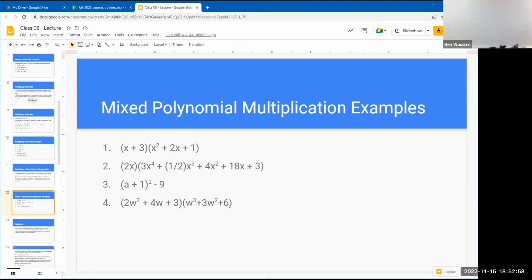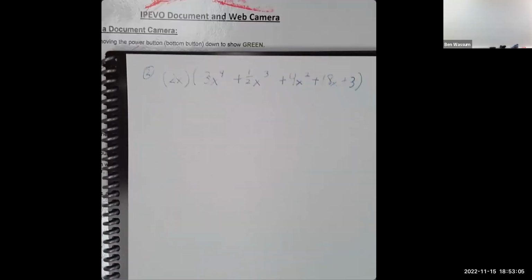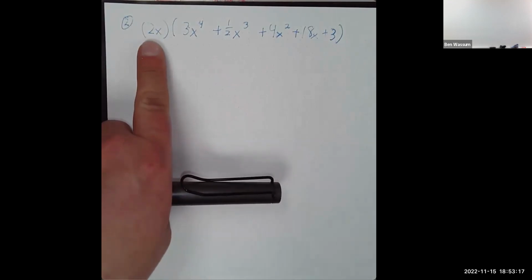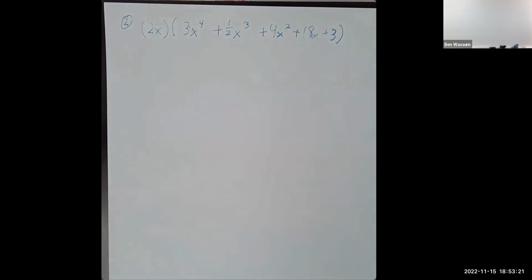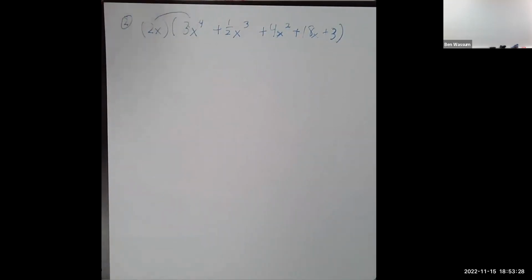So again, as weird as that might look like, with as many terms as it has, it's actually not bad. Because again, we're just going to use the distributive property. And we don't even have a polynomial here. We just have a monomial, right? We have one term multiplied onto these 5. So the distribution is literally just going to be that into each of them. 2x times 3x to the 4th, we have 6x to the 5th.